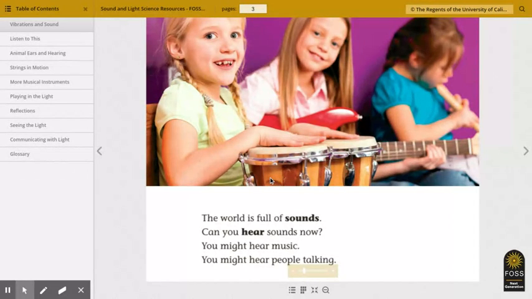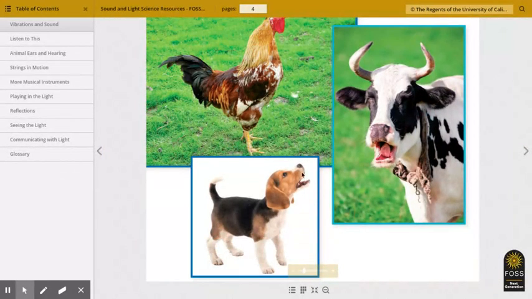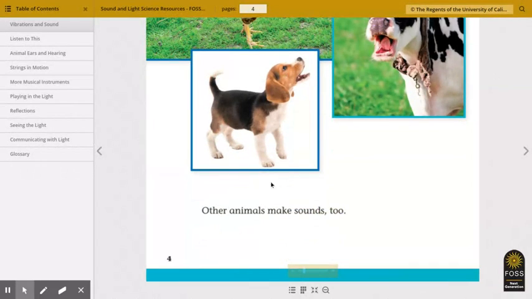The world is full of sounds. Can you hear sounds now? You might hear music. You might even hear people talking. Look at that. We got a chicken, a cow, and a duck. Moo. Other animals make sounds too.